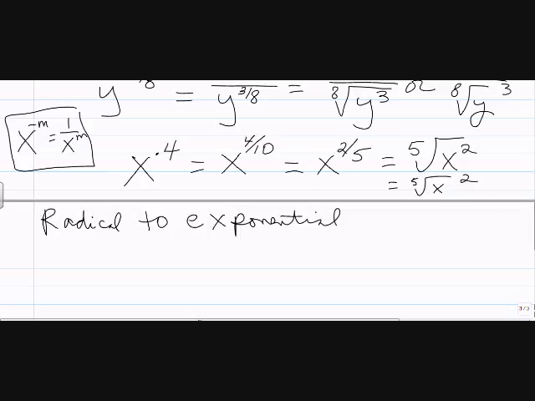And let me find an example here. Oh, here we go. The cube root of x squared. That's not a very good pen. That's not very dark. I'll go purple instead. So if I want to change this to exponential, that becomes x to the second power, and then that 3 goes in the denominator to give you x to the 2/3.